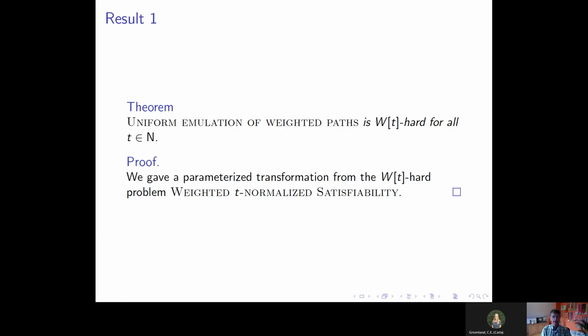So for all the details, I would refer to the full paper. And in this way, we get a parameterized transformation from the WT hard weighted T normalized satisfiability problem to uniform emulation of weighted paths. And so uniform emulation of weighted paths is WT hard for all integers T.